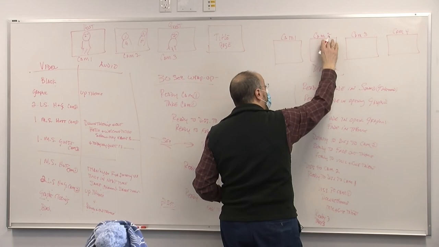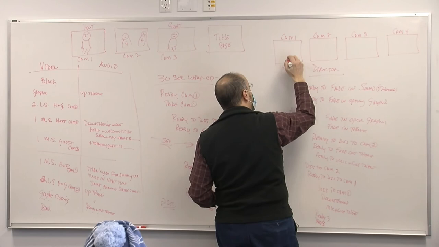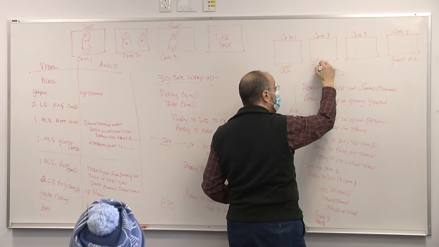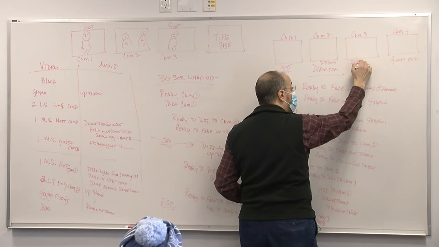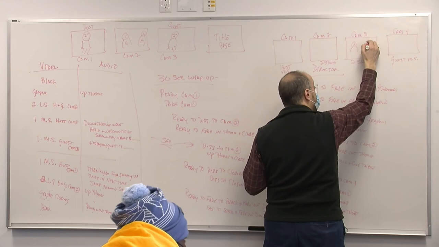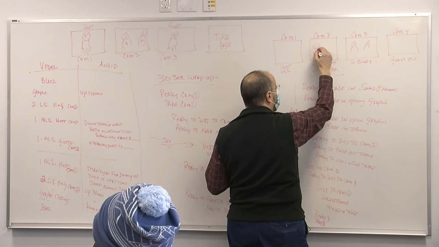What ends up happening is camera 1 could be the host, which is a medium shot. Camera 4 is the guest, which is a medium shot or a close-up or whatever. And camera 2 and camera 3 are 2 shots. What I mean by that is both cameras have 2 people in the shot. So in camera three, the two people are sitting that way, this person's looking that way, that person's looking that way. And camera two is the same thing, only it's more for this person.